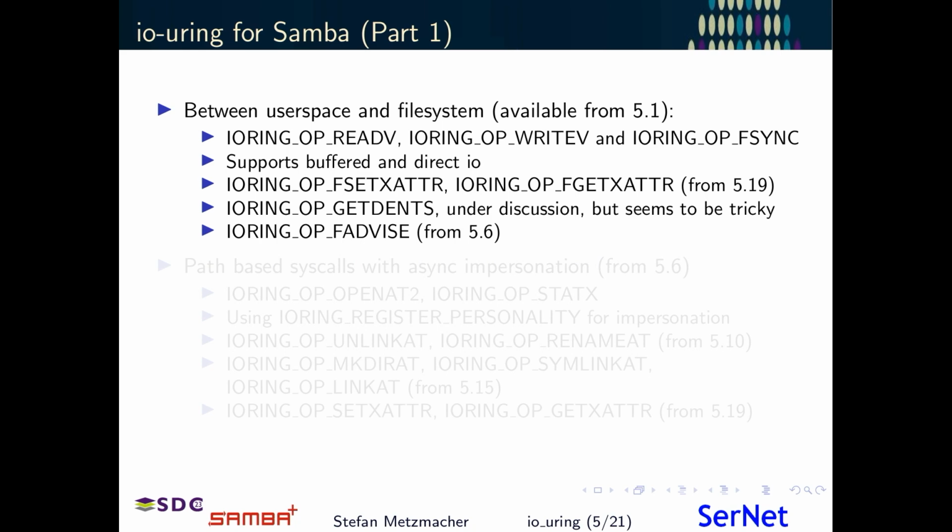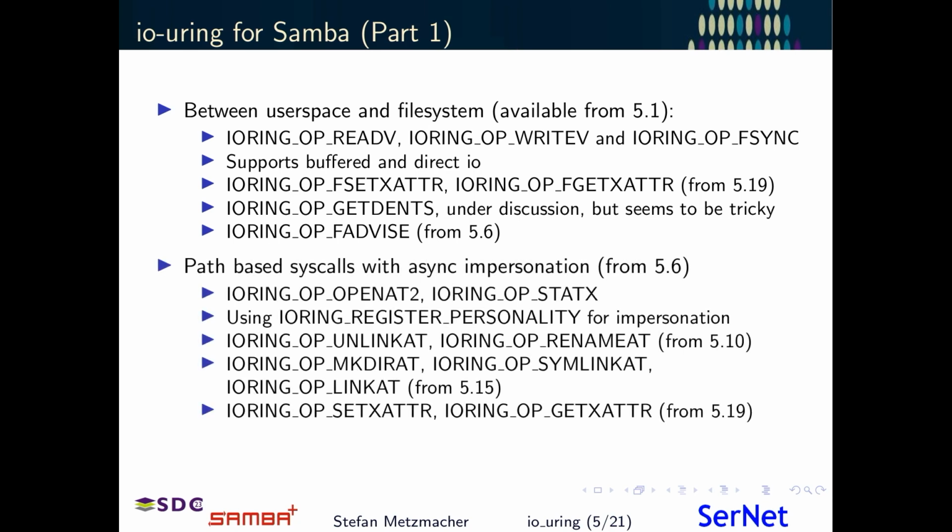So the things we could use between user space and file system, which are available from the start in Linux 5.1, are basic things like readv, writev, fsync, and from newer kernels, setxattr, getxattr. Under discussion is a getdents, but that's not upstreamed yet. And also from a 5.6 kernel, fallocate.